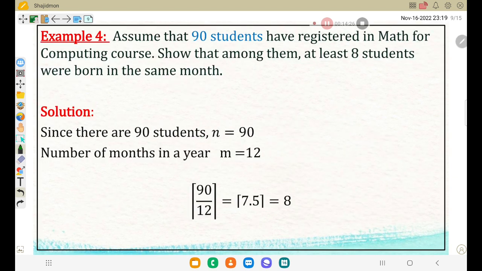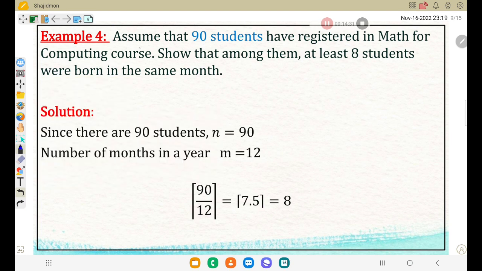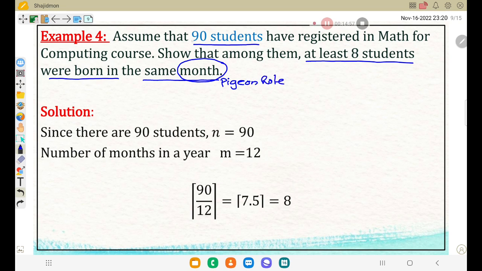Okay, now let me go to another example. You can see the example. Assume that 90 students have registered in the Math for Computing course. Show that among them at least 8 students were born in the same month. So here the month is the pigeonhole. Keep in your mind, month means it is the pigeonhole, and students are pigeons.